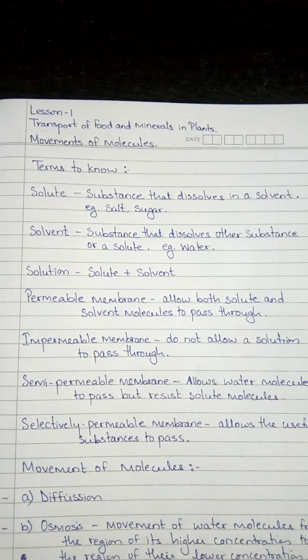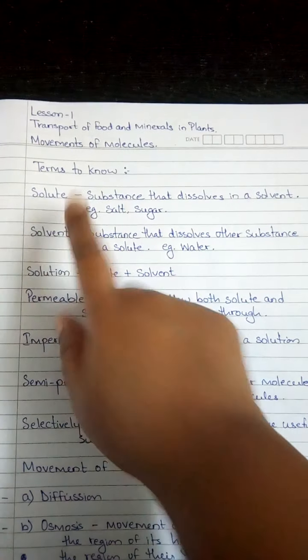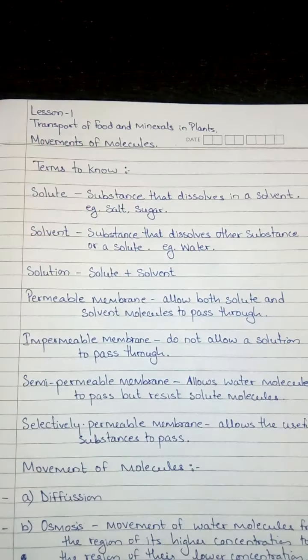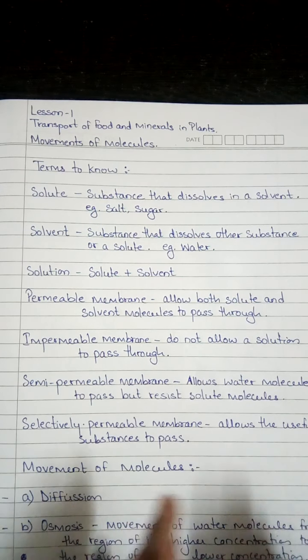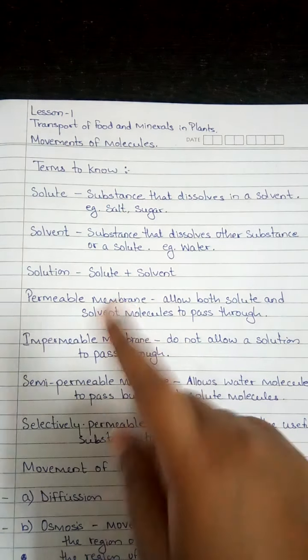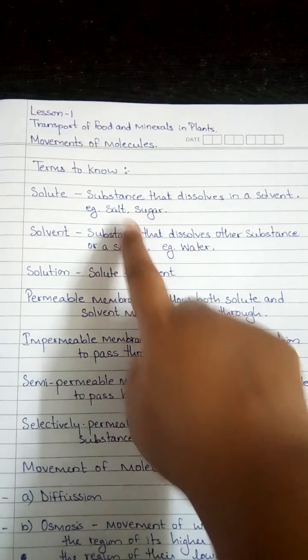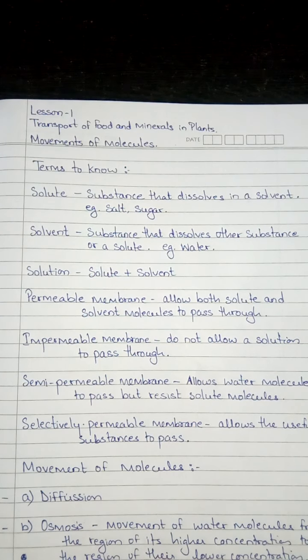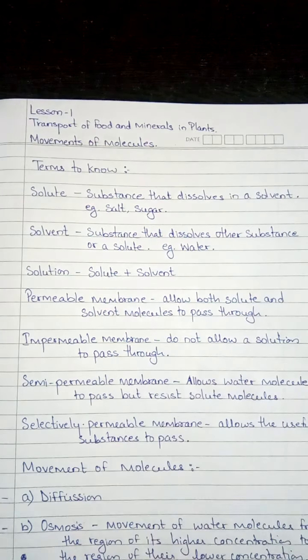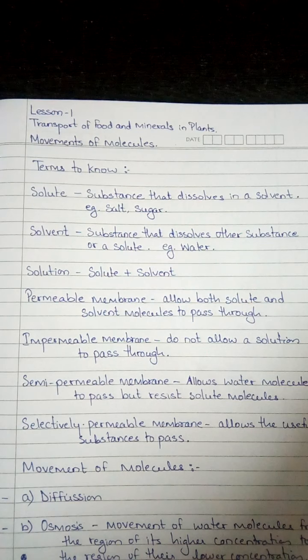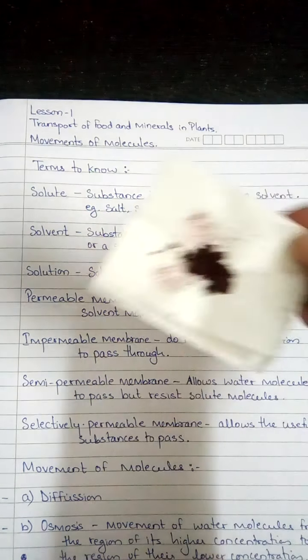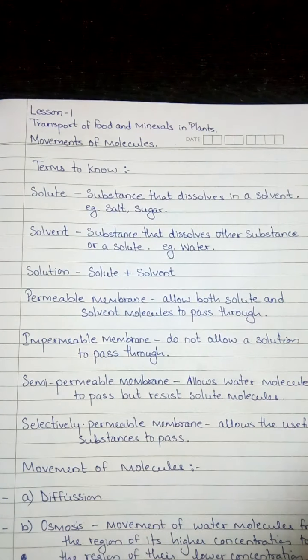So the first term that I have written is solute. Now what is a solute? Solute is a substance that dissolves in a solvent. For example, any substance that dissolves in another substance is called a solute. For example, it can be salt. You have dissolved salt in water or sugar. Okay, so these are called solutes. So today I have taken a solute that is a food color. Okay, it is a food color.